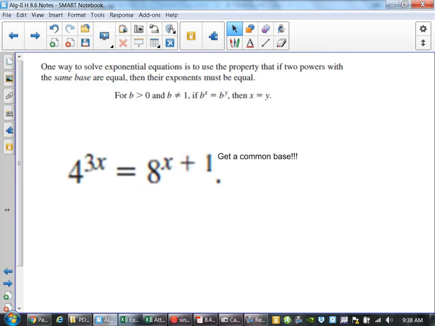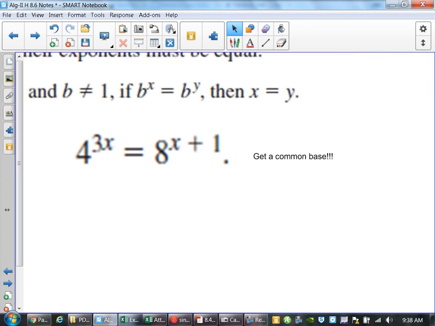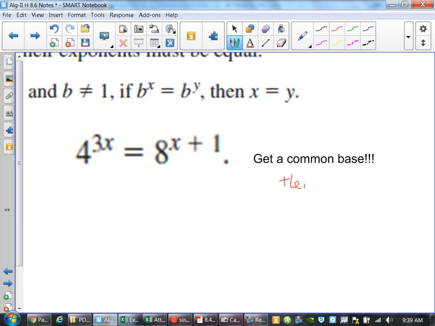One way to solve these things when you have values raised to exponents is that you want to get your bases to be the same. Because if you have things that have the same base, you set the exponents equal to one another. So as soon as you can get a common base, then you set exponents equal to each other. That's one of the first things you look for.